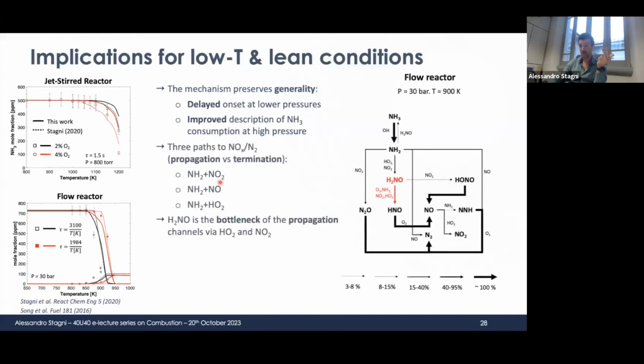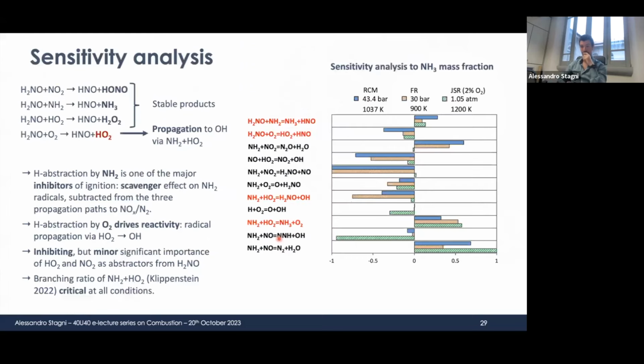There are three major paths to NOx and N2, which are basically the ammonia radical reacting with NO2, NO, and HO2. And with each of them, there is one propagation channel and one termination channel. For both the propagation channel of HO2 and NO2, the bottleneck of all of these is H2NO, as I already said. So the question was, what is the actual impact of the H abstraction? And we need to do kinetic analysis to perform this.